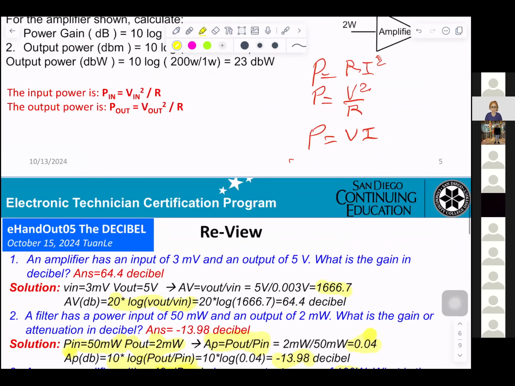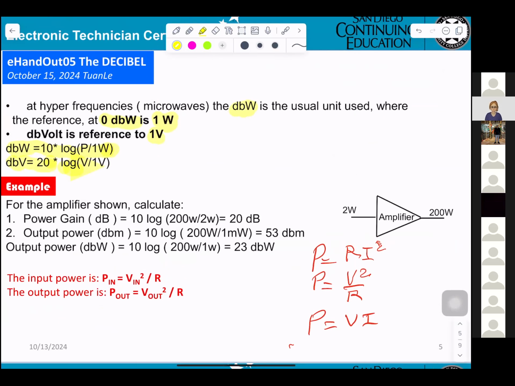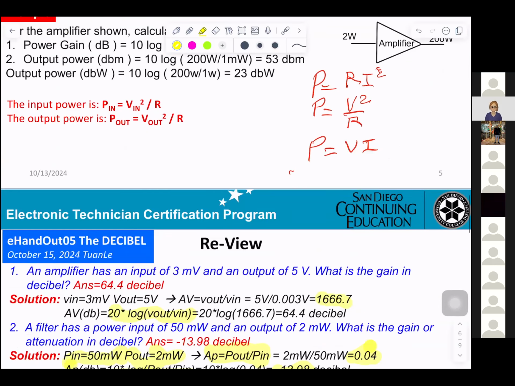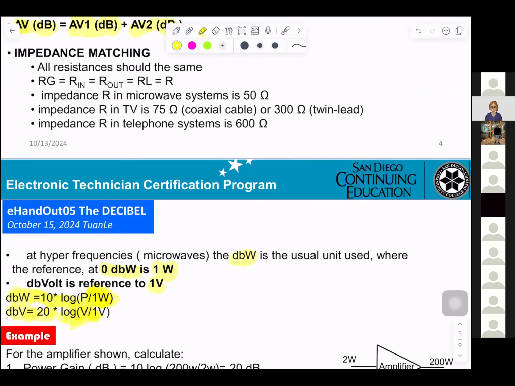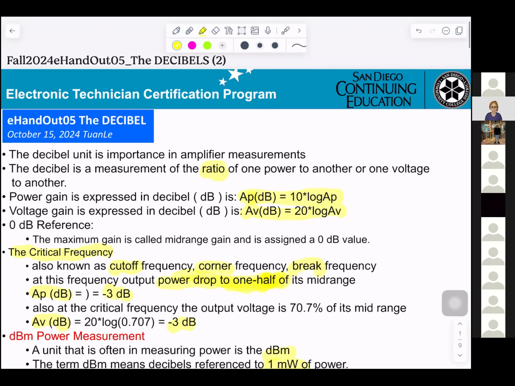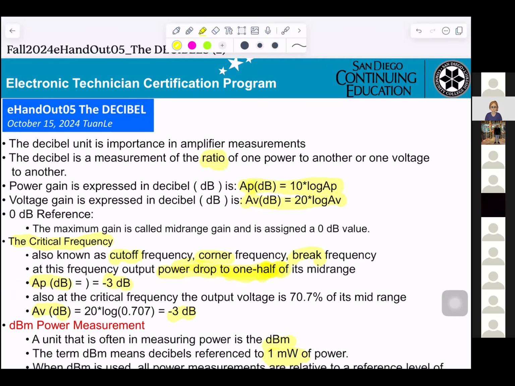You know the formula here. dB watt equals 10 times log of P over 1 milliwatt, or dB volt equals 20 times log of volt over 1 volt. So that covers everything for the dBm. Some formulas you have to memorize. You have to know the basics, so that when you see them, you recognize them. Any question about decibel?